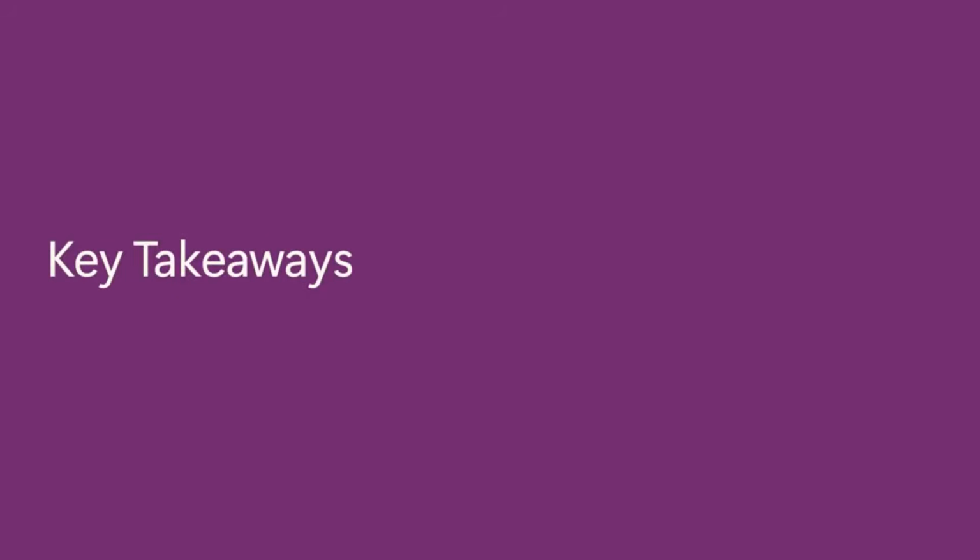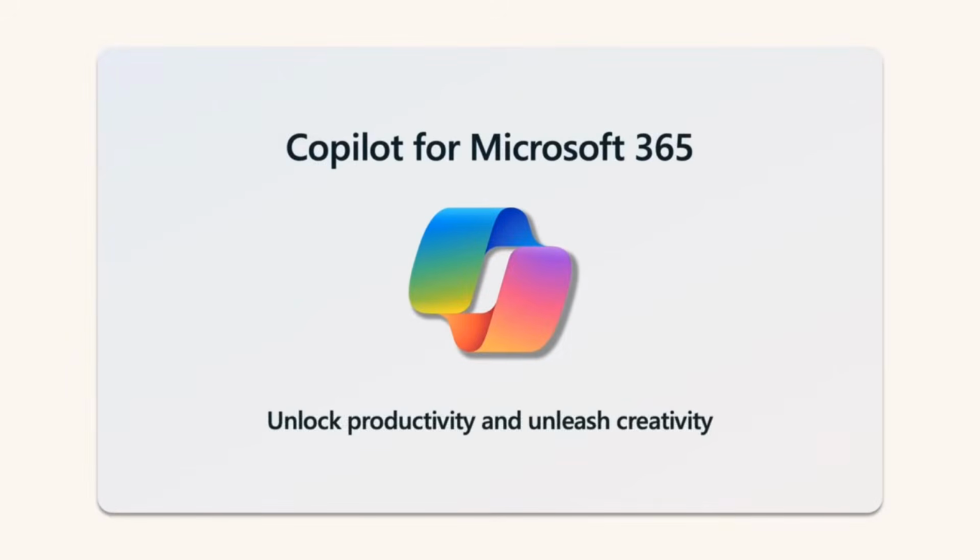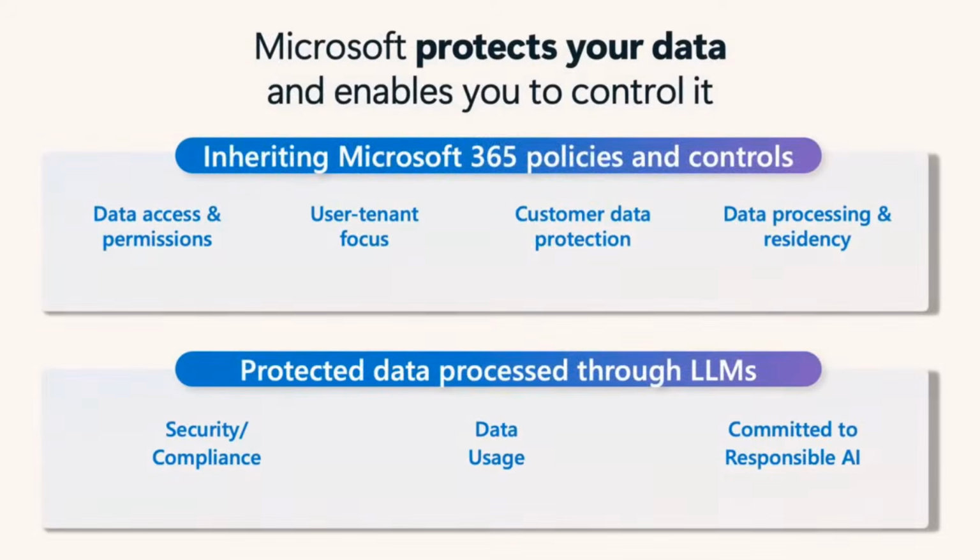So that's how Microsoft 365 Copilot works. Copilot makes you incredibly productive, but on a fundamental level, the architecture is pretty simple. And most importantly, it's built on top of what you've already invested in for Microsoft 365. That means that Microsoft protects your data and you are still in control of that data. And all of this takes place within the Microsoft 365 compliance boundary.